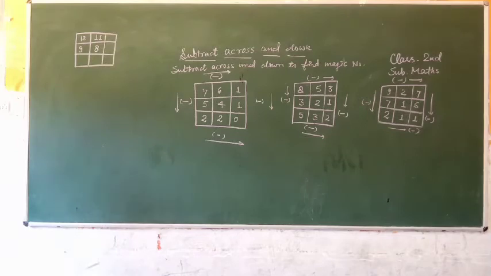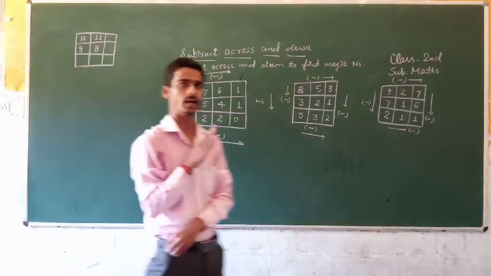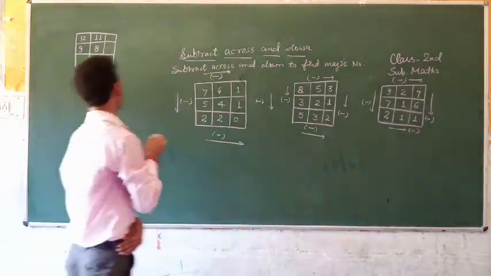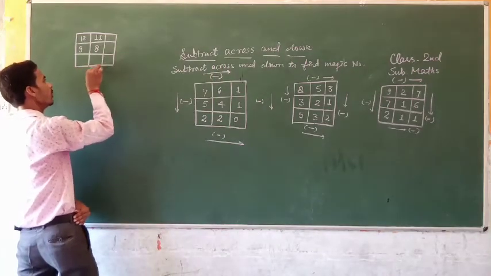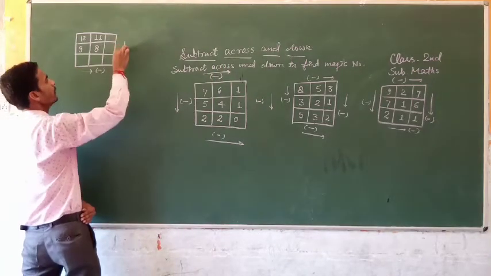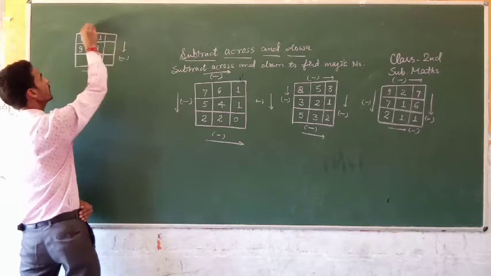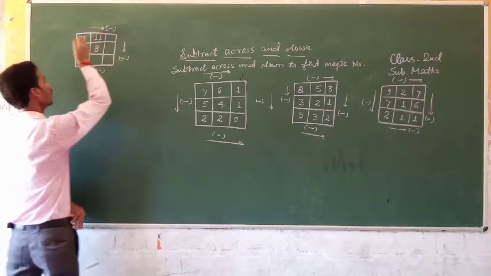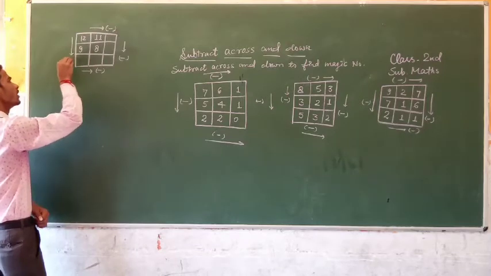Now we will subtract it. Subtract across and down to find magic numbers. So we will subtract across and down. That means we will subtract on both sides, across and down.